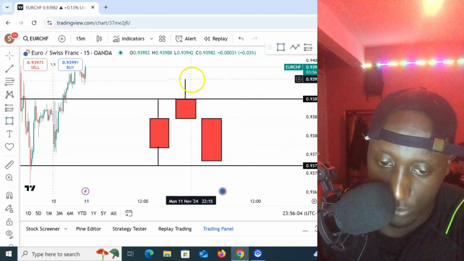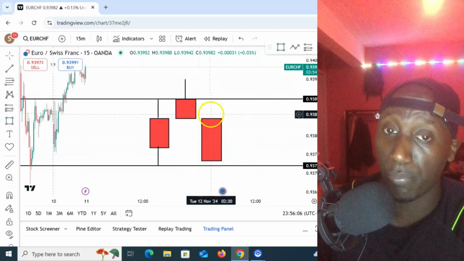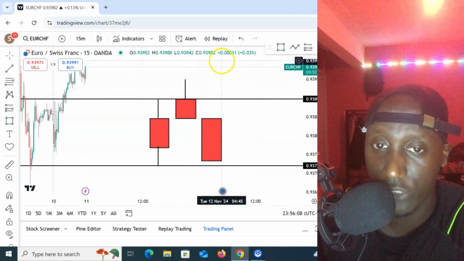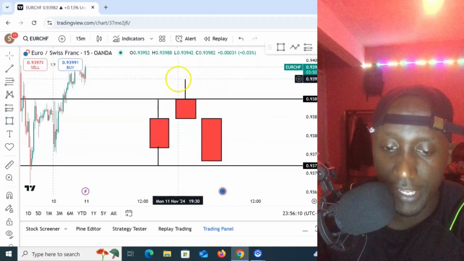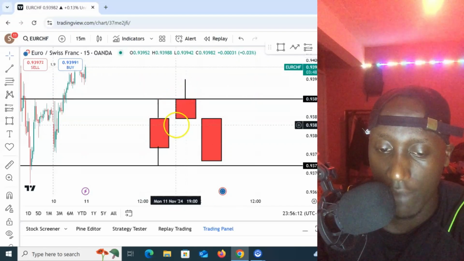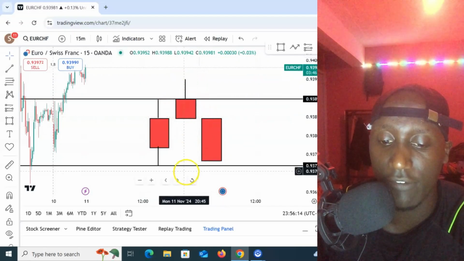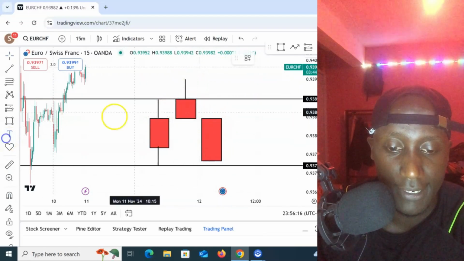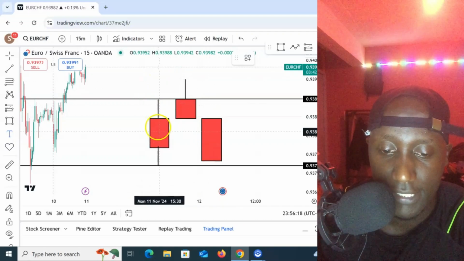So a successful breakout is a continuation pattern. And a failed breakout, this is what we call a failed breakout, is a reversal pattern, and this is the 3-day cycle.